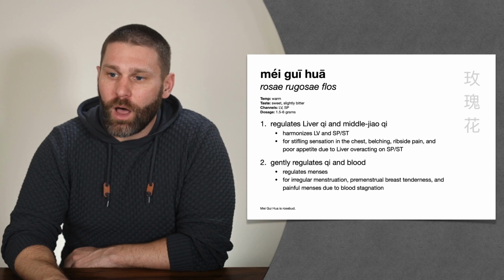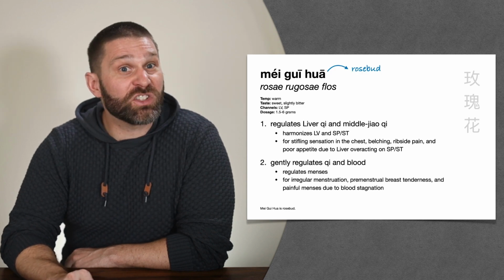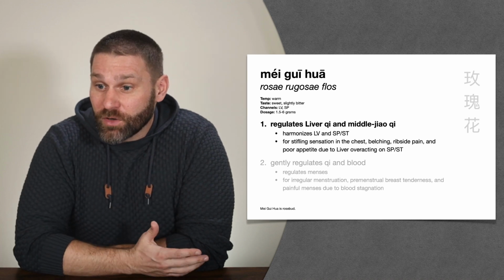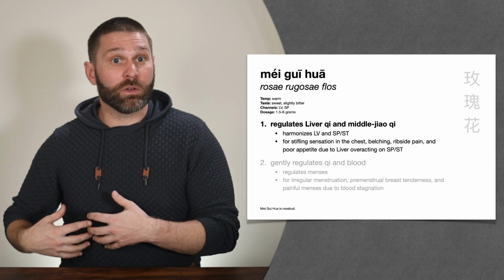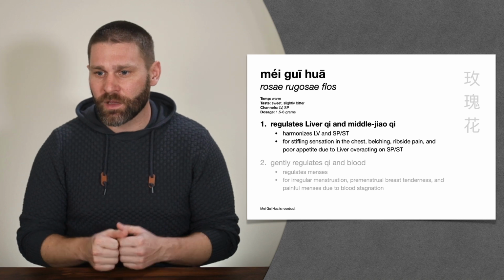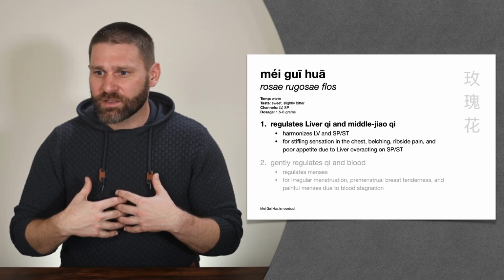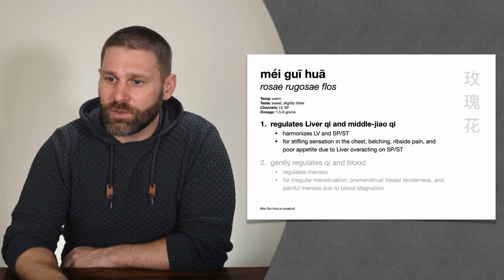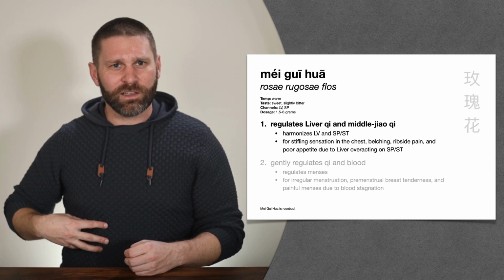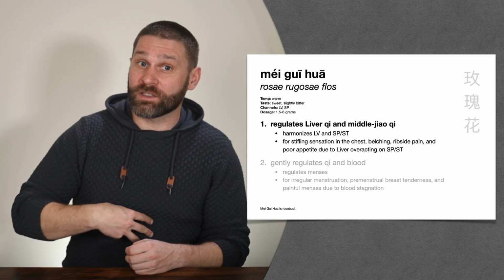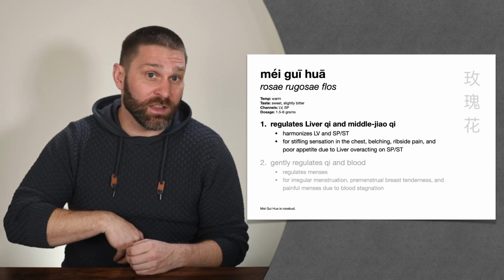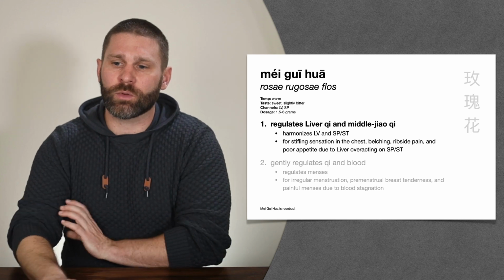Mei Gui Hua is rosebud or Chinese rosebud. This is another one that regulates liver qi and middle jiao qi, and it's especially good for liver overacting on spleen. So we could say it harmonizes the liver and spleen and stomach for a stifling sensation in the chest, belching, ribside pain, and poor appetite due to either liver overacting on spleen or liver overacting on stomach. Sometimes when the liver gets angry, we say it attacks horizontally. So liver qi stagnation can lead to spleen stomach qi stagnation, and then that qi can start to rebel upward. So that's what we're dealing with here.